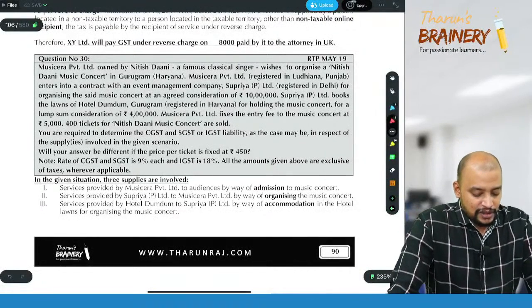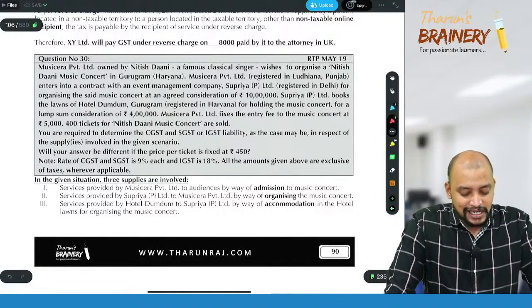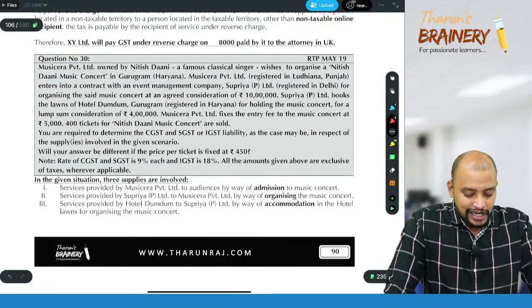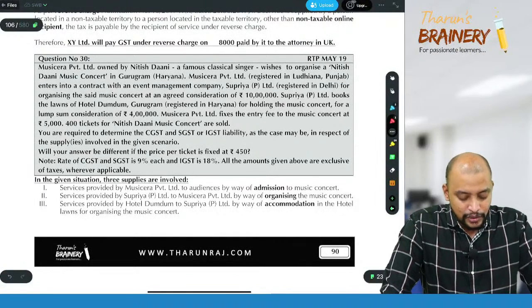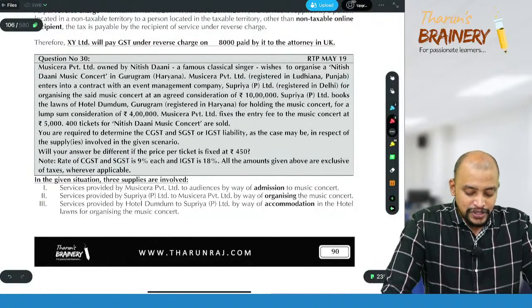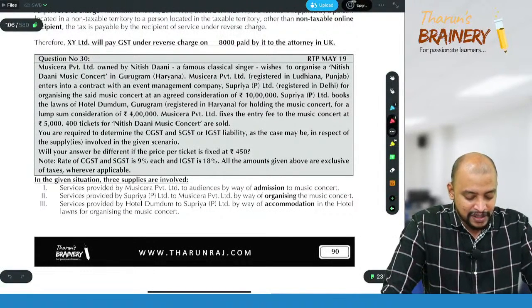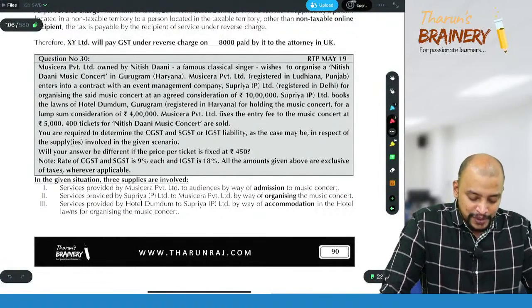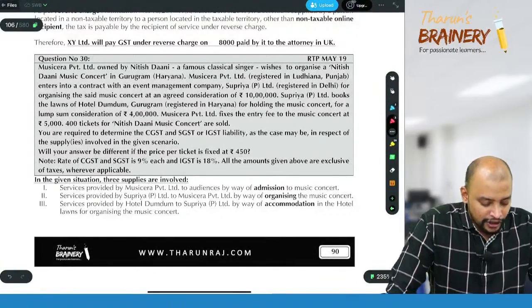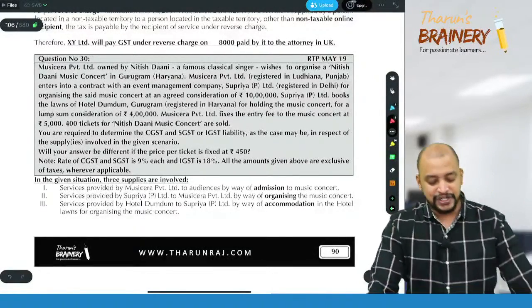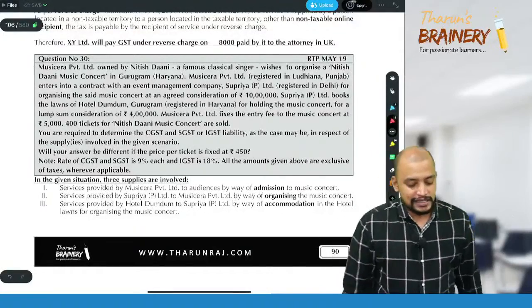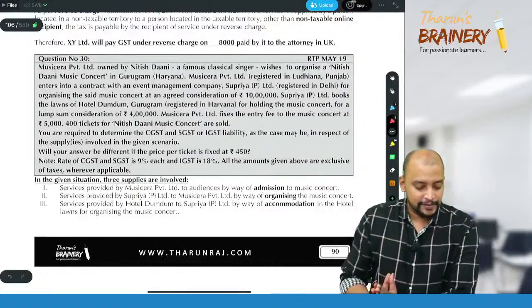Musicara Private Limited, owned by Nitish Dani, a famous classical singer, wishes to organize Nitish Dani music concert in Gurugram, Haryana. Musicara Private Limited, registered in Ludhiana, Punjab, enters into contract with event management company Supplier Private Limited for organizing the said music concert at an agreed consideration of 10 lakhs. Now stop there.